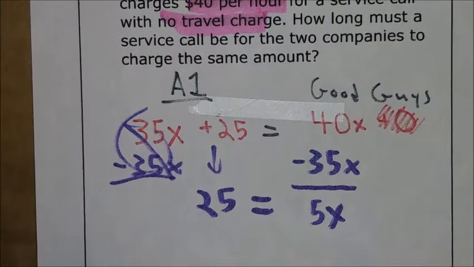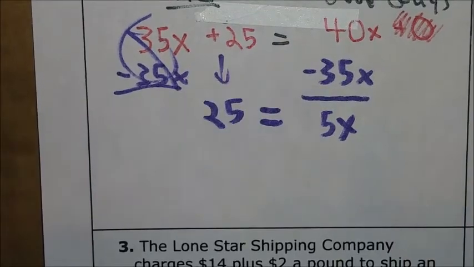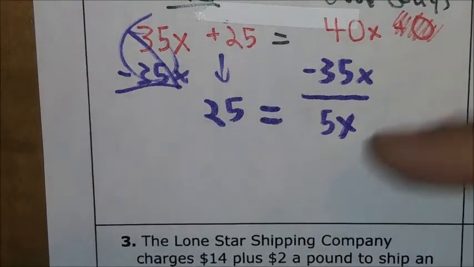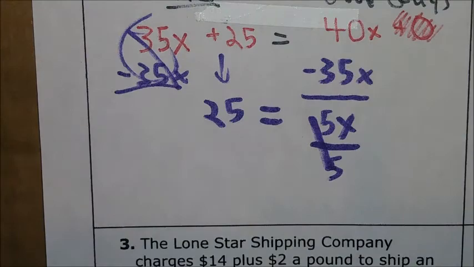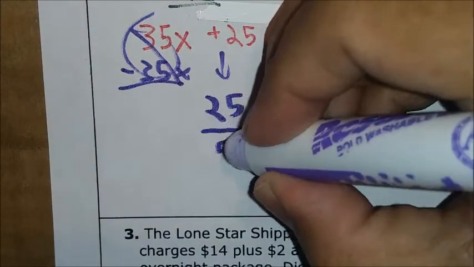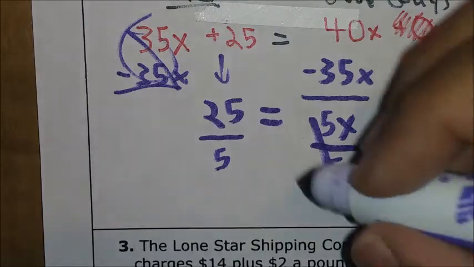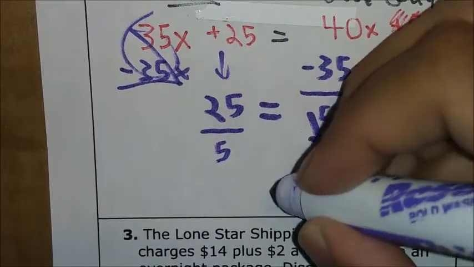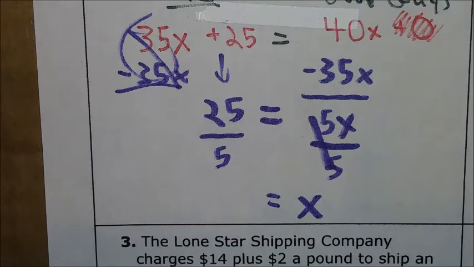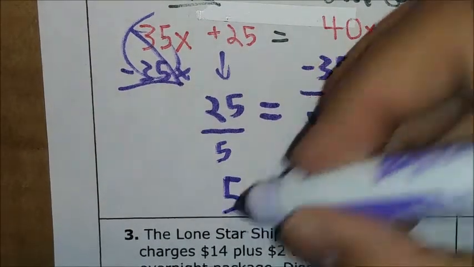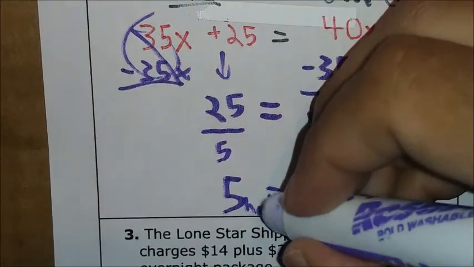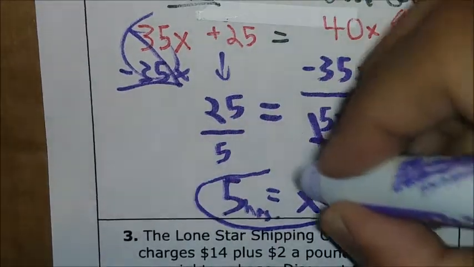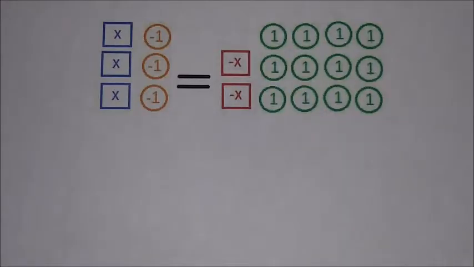So we want to get the x all by itself. To do that, because we're multiplying by 5, we're going to do the opposite and divide by 5. And what you do to one side, you have to do to the other. So that just leaves us with x, and 25 divided by 5 is 5. So the service call has to be 5 hours.